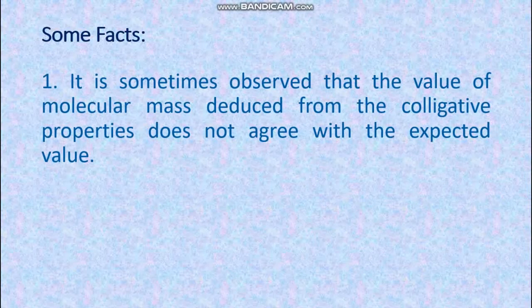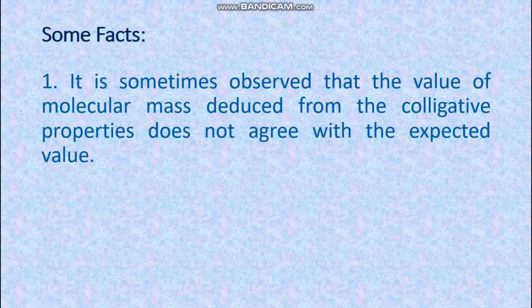So let's have a look at some facts where these types of situations arise. It is sometimes observed that the value of molecular mass deduced from the colligative properties does not agree with the expected value. That means, suppose you are determining some molar mass from the observation of lowering of vapor pressure or elevation of boiling point, and you know the concentration of the solution, but you find some abnormal results. That means it is deviating from the theoretical value.